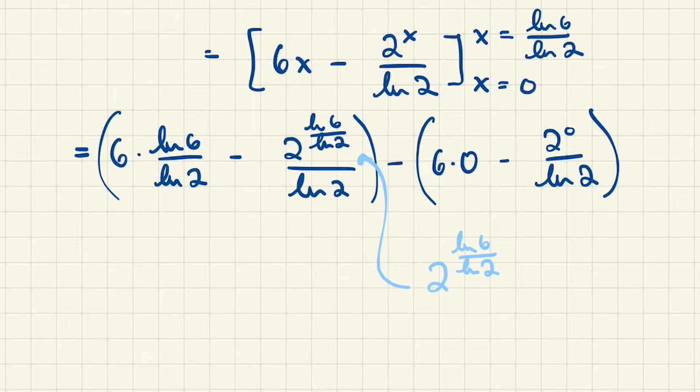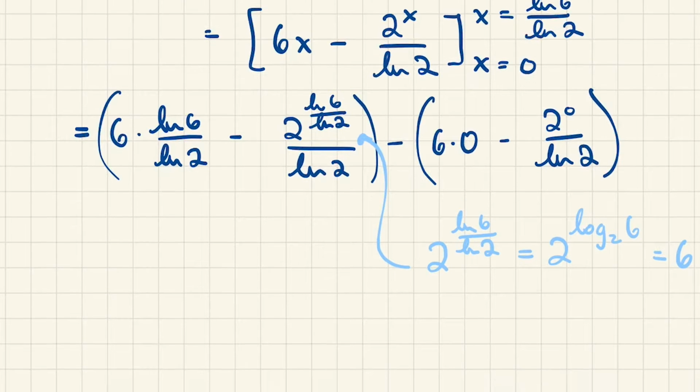Well, what is that? Well, there's several ways we could work this out. We could see that this is equal to 2 raised to the log base 2 of 6 using the change of base formula. And the 2 raised to the log 2 of stuff will just equal the stuff. So we can see that that evaluates simply to 6.